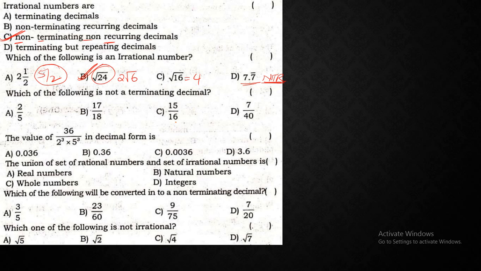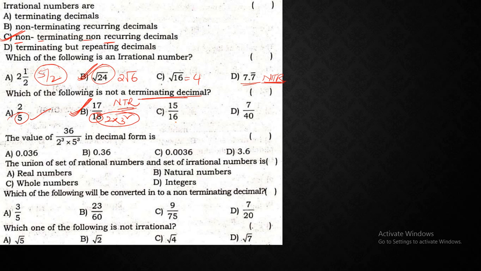Which of the following is not a terminating decimal? Not a terminating decimal means it should follow NTR. So what is NTR here? Here 5, it is a terminating decimal. Next 18, so 2 into 9, 18.